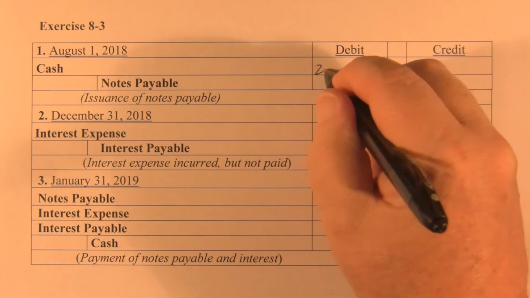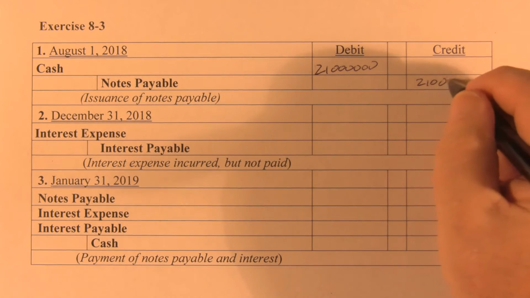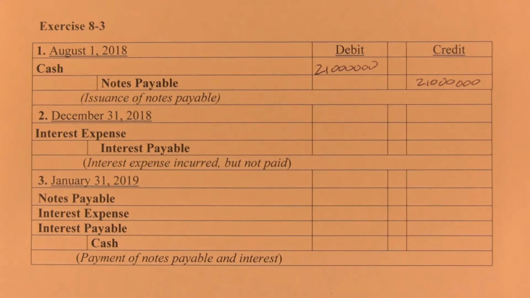We got $21 million. So that's a debit to cash and a credit to notes payable.